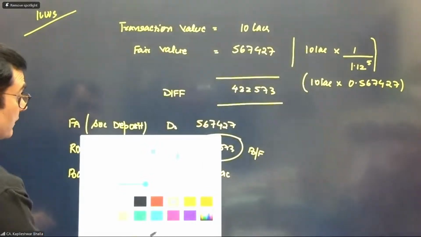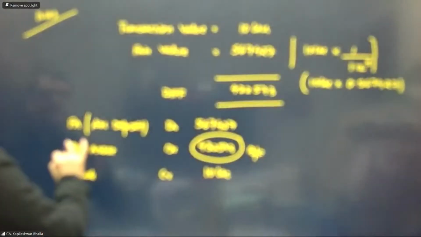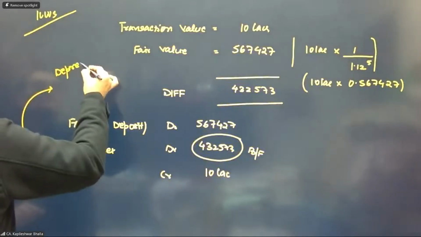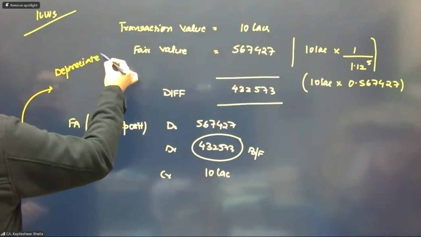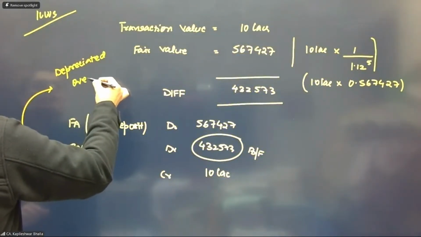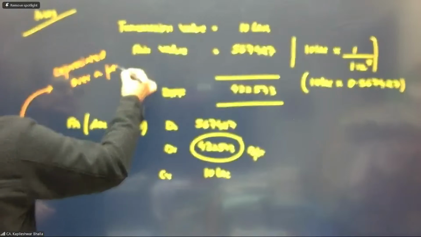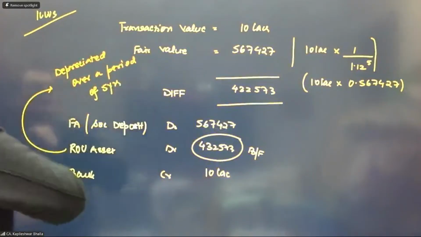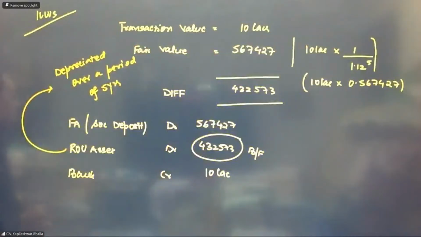And worth making a mention as far as the ROU asset is concerned, this will be depreciated over a period of 5 years, and therefore it will indirectly enter the profit and loss account as well.